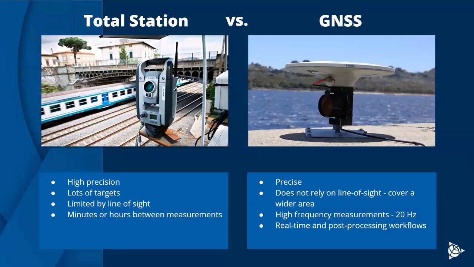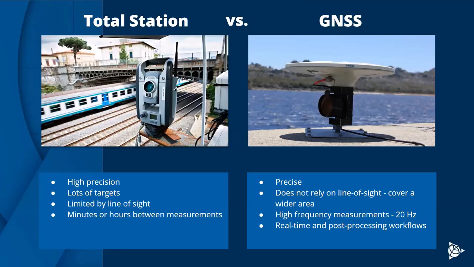Or you can do post-processed methods and collect data over an hour or 12 hours or 24 hours at a time, average that all together and process it and get a really high precision position out of your processing. That really lets you go down from like centimeter level to that sub-centimeter level. But again, it takes some more time.